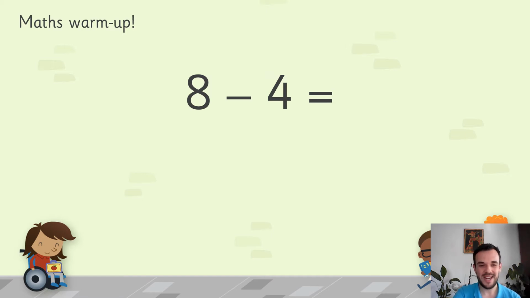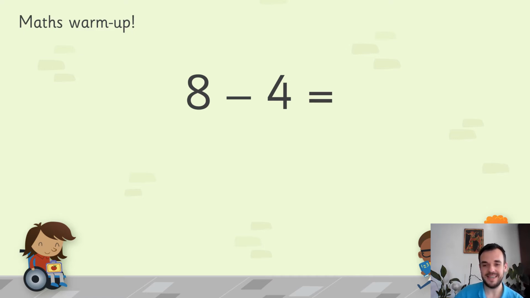Okay, our question here says 8 take away 4 equals. Have a think about how to do this. Maybe you can do it in your head, or maybe you need to write down your workings. Pause the video now and come back when you have your answer. Okay, I can see many of you have an answer now. Let's check that you got it right.